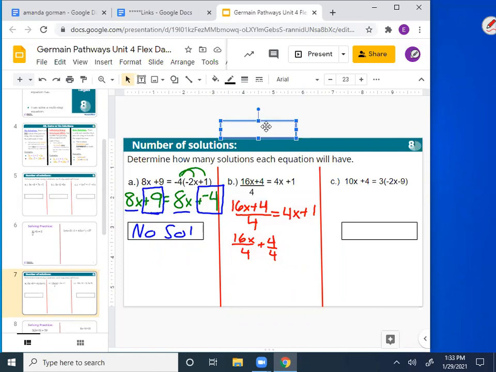So then if we do 16x divided by 4, 16 divided by 4 is, hi, this is Mr. Mean.